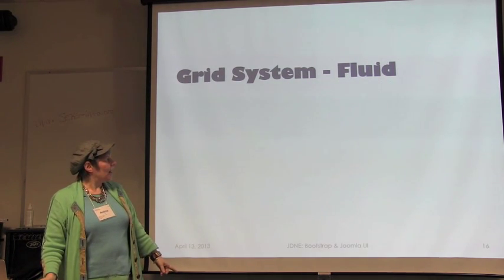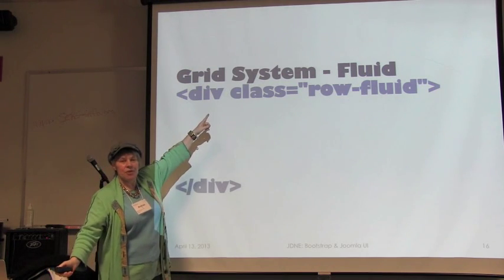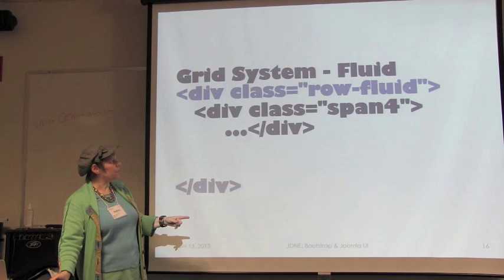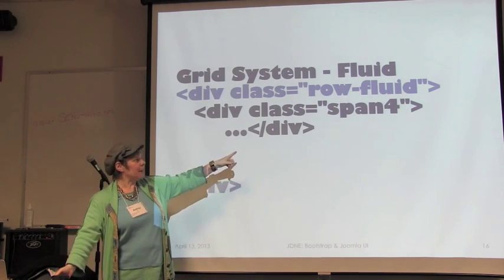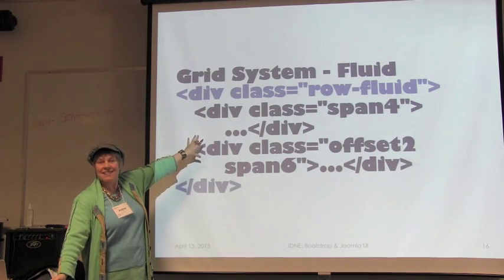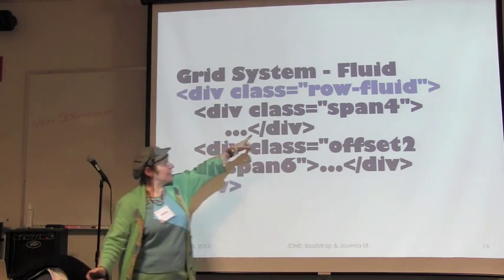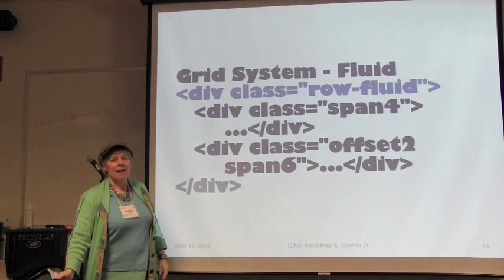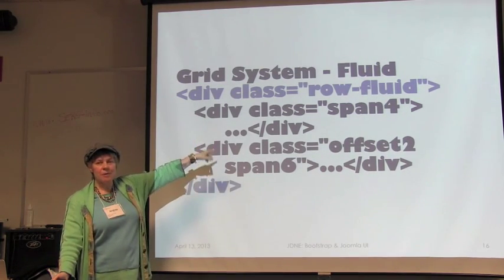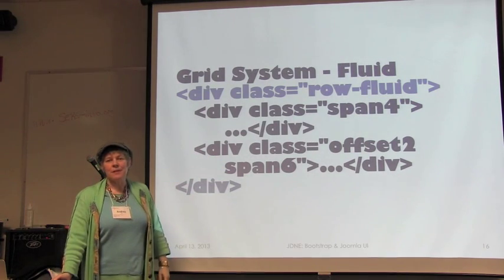So again, you start with your wrapper here, defining it as row fluid. You have your span 4, your offset. So this thing is just exactly the same. The only difference you see is what you define in there. And the way the CSS is done is it uses both the top class plus the inside class to decide how it's being defined.